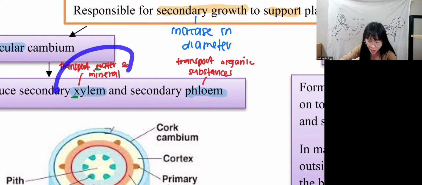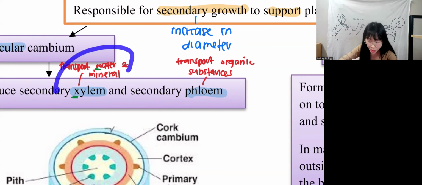If you don't want to say transport water and mineral, xylem has another characteristic. Xylem wall is taken by a thing called lignin. Okay, lignin means what? It's a supportive mechanism. They are taken by lignin so that they have mechanical strength and support. So transport water and mineral. The other one is to have lignified wall to provide mechanical strength and support. So you can write the other one as well.